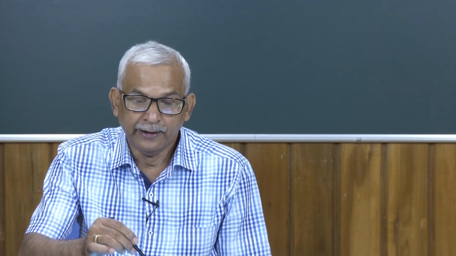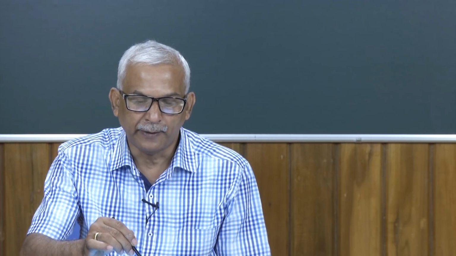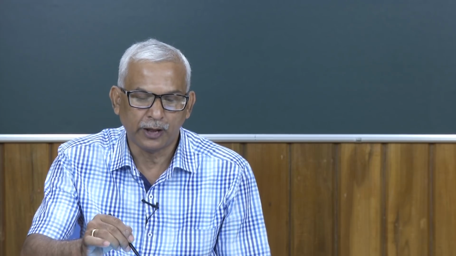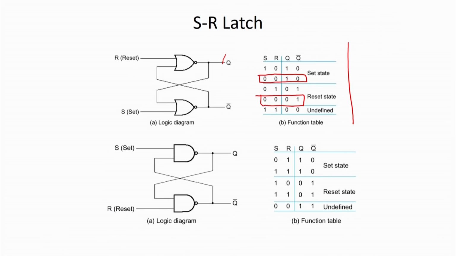If after the 1 0 combination I give 0 0, then what will happen? It is going to retain the previous output, 1 0 will be retained over here. That means I set it, and after that I keep the signal as 0 0, then I am going to retain this particular output forever. Again, when I give 0 1, I am resetting it, so we get 0 1 output, and after that if I give 0 0, we are going to retain this particular information. So, basically the present output depends on my previous output. That is the way we are going to retain our previous information.